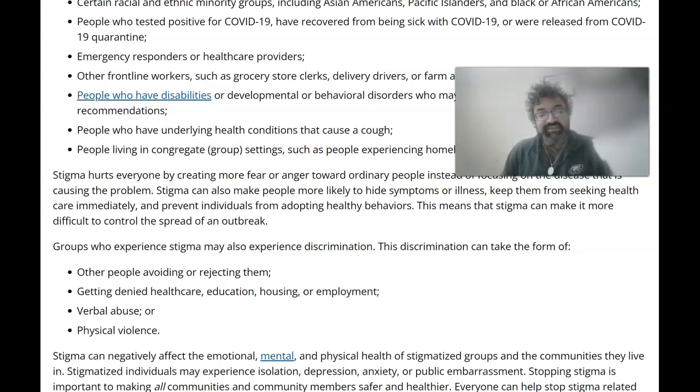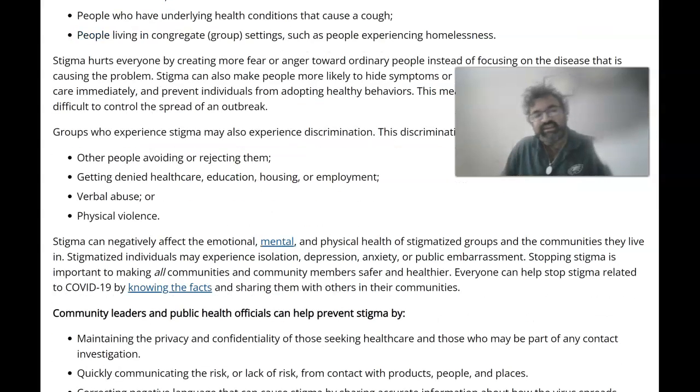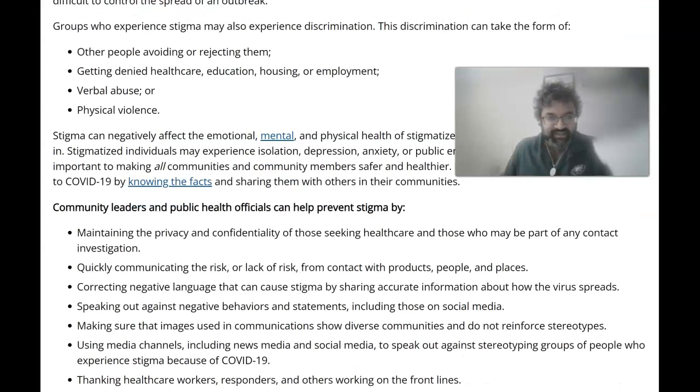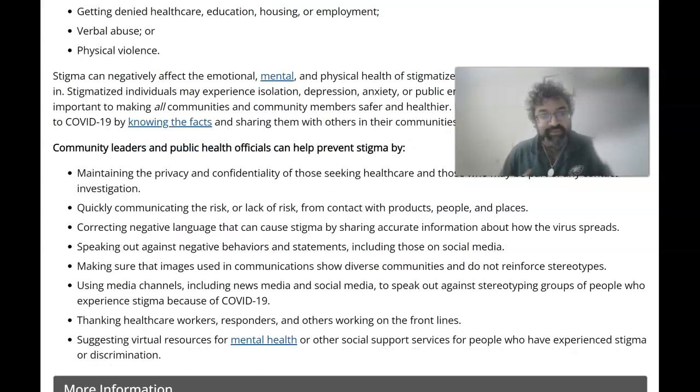This is where the 5 domains of the social determinants of health take place. Verbal abuse or physical violence, these are all parts of stigma that are around. And physical and I would add also sexual violence, and having a kit available in the emergency department. So there's all different types of stigma, and so community leaders and public health officials can help prevent this stigma as well by maintaining privacy and confidentiality, quickly communicating the risk or lack of risk, correcting negative language, so myth busting. And I encourage you to take the quiz that's on here as well.